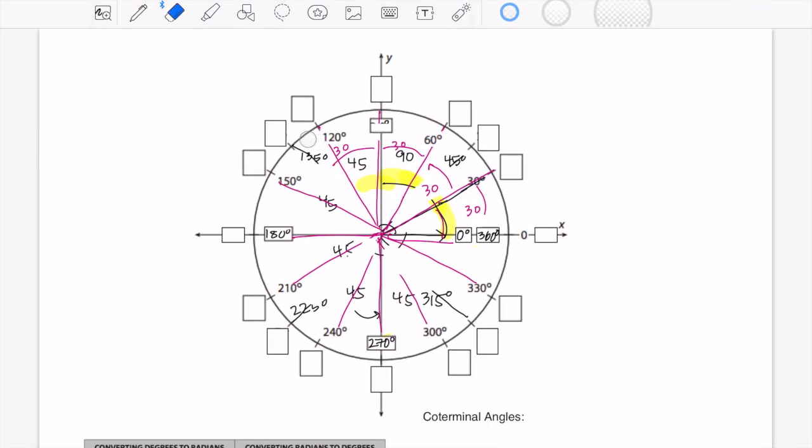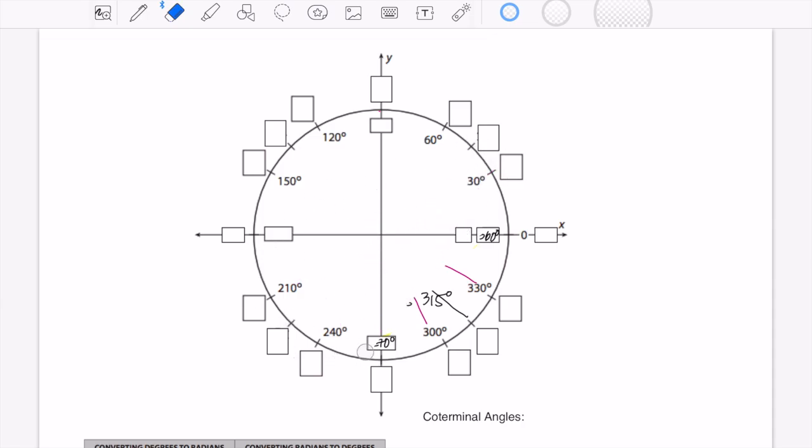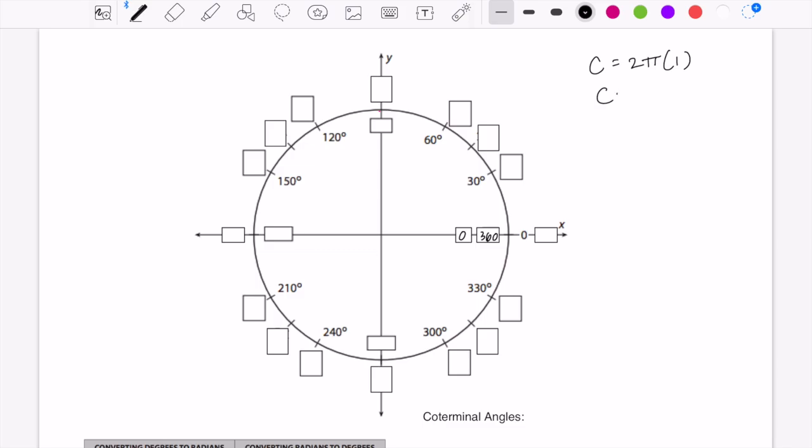I'm going to erase all this stuff I already wrote because it kind of confuses everyone. And so we're just going to dive right in. We already know that if we do this, it's 0, 360. And we learned that if you take one trip around the circle on the unit circle, where the radius is 1, this is 2 pi.